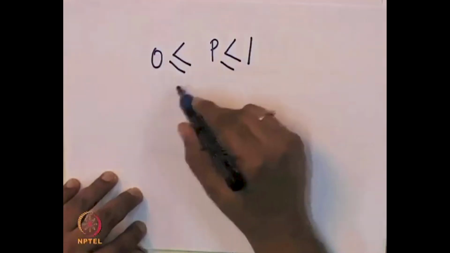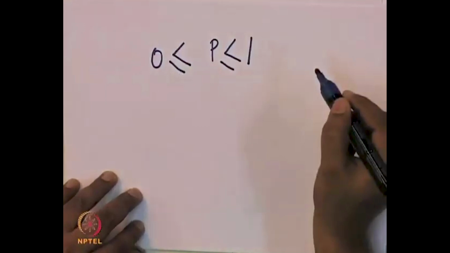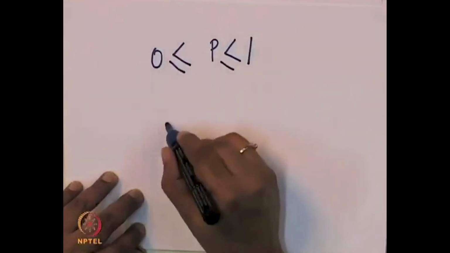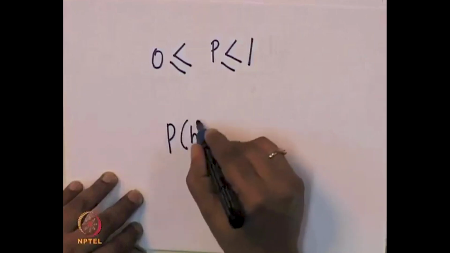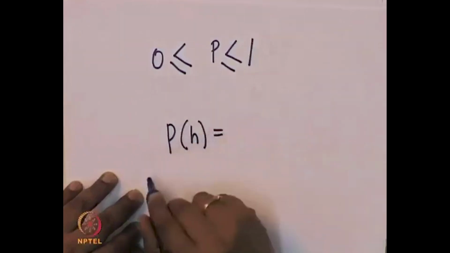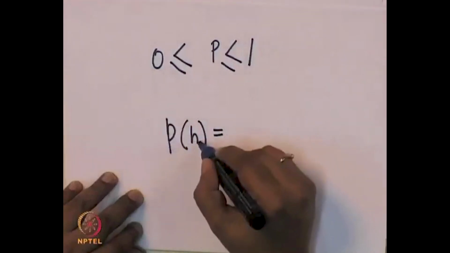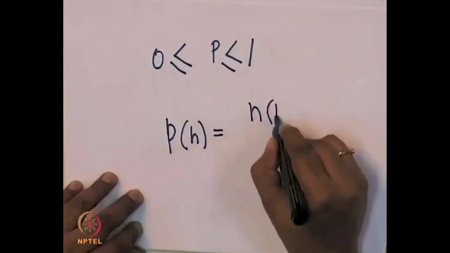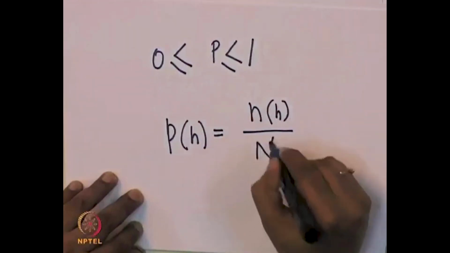So, it can be 0 and it can be 1 or anything in between. So, probability is some number between 0 and 1, and the probability that you have a height h, that is what we actually defined now. The probability that you have a height h is the number of students having that height h divided by the total number of students.